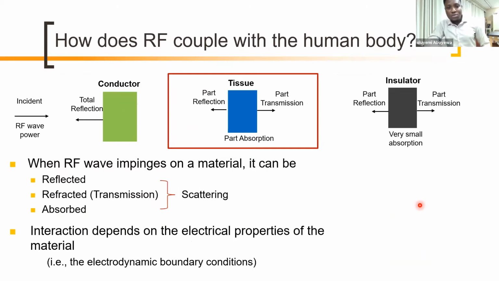All right, so moving to an important aspect of this discussion would be to understand how RF wave couples with the human body. Now, generally, we've been hearing a lot about waves. Initially, we're talking about sound waves, and one of the properties of wave is that when wave interact with a material, it can either be scattered or is absorbed. By scattering, I mean the wave can be reflected.